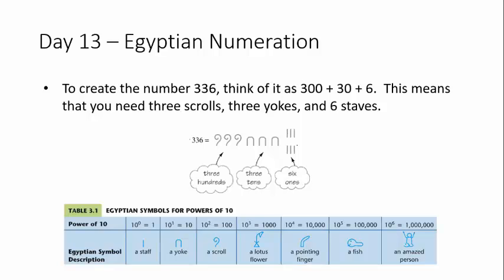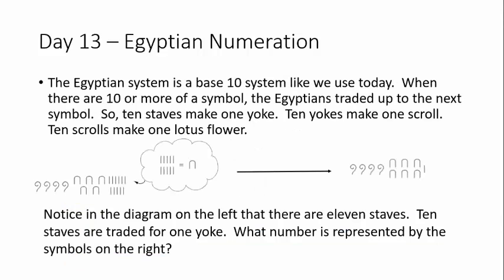To create numbers, the Egyptians replicated copies of the various symbols. So if we think about the number 336, think of it in its parts: 300 plus 30 plus 6. Therefore, you need 3 scrolls, 3 yokes, and 6 staves. So you can see the representation of 336 there on the screen. Their system was a base 10 system like we use today.